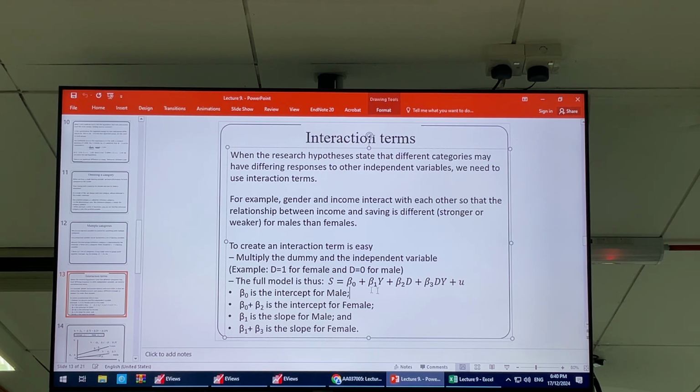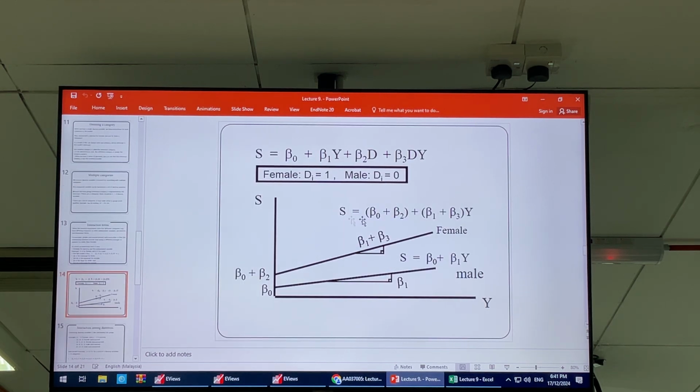So for intercept, beta 0 plus beta 2 is our intercept for female. And then slope is given by beta 1 plus beta 3, because we have beta 1 times income and beta 3 times income, so we can combine both. We have beta 1 plus beta 3 for the slope. You can see if we include the interaction term, then we allow the two groups to have not only different intercepts, but different slopes as well.